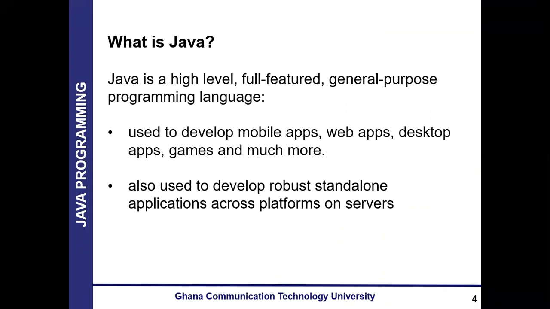So when we say high level, we are now at the level at which you can easily write in regular human language, and then the machines will be able to work with it. When we say full featured, it means we have a whole lot of things that we can do with it, several features, and we'll be seeing those ultimately. General purpose means you can use it for so many applications. You can write applications for mobile devices, websites, desktop applications, networks, games, and all these things.